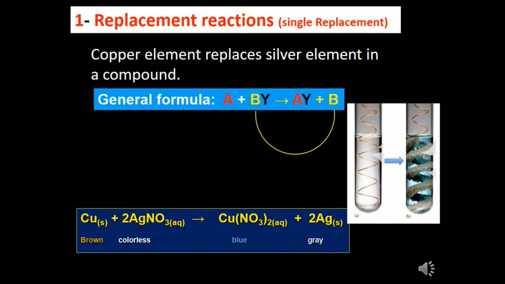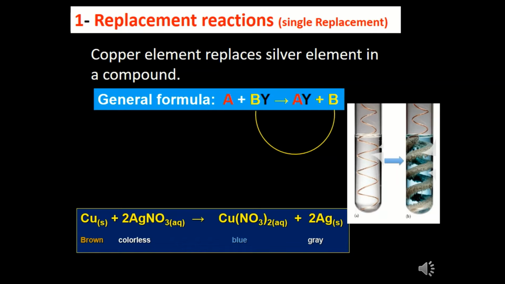We have copper, which is solid, the copper wire in the diagram. And then we put 2 AgNO3, where 2 is the number of moles. AgNO3 is silver nitrate solution. This is aqueous. It is colorless. Copper has its own specific color. When you react them, they will become copper nitrate. Copper nitrate is a salt of copper. It has a blue color. You can see a little bluish color in the diagram.